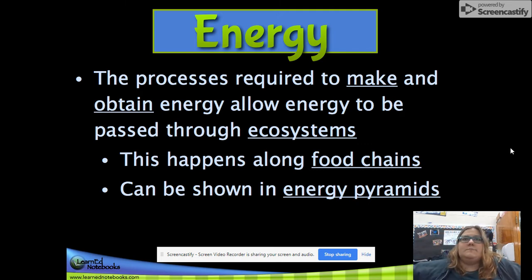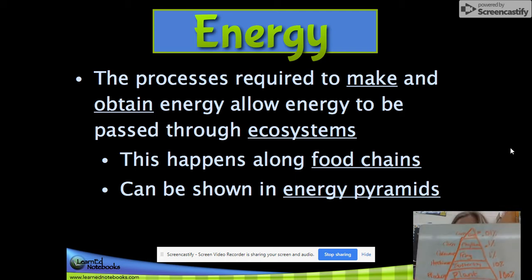Because it always starts with producers, they get their energy and then something has to eat that, and that's what allows it to go. It happens in a food chain, and we show it in an energy pyramid. I told you we talked about it. We're going to talk about it now. I might try to draw one out in class tomorrow, but there we go. We get an energy pyramid.